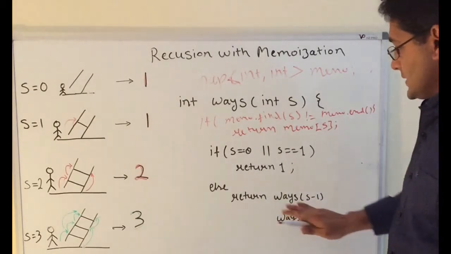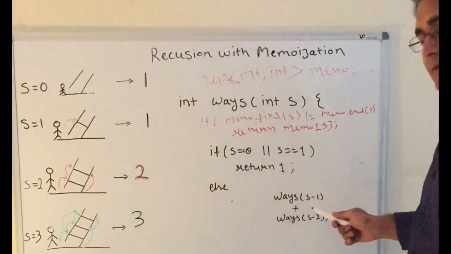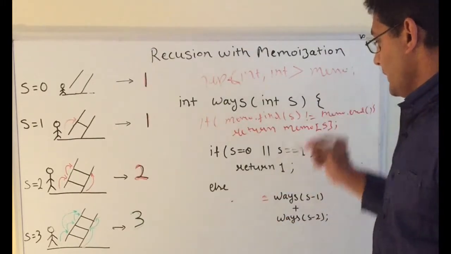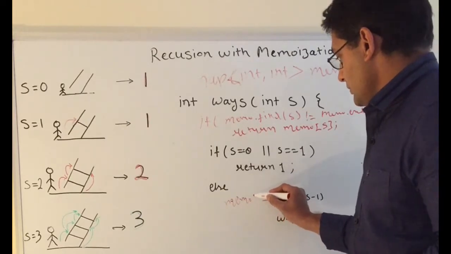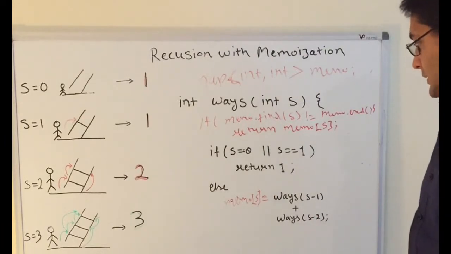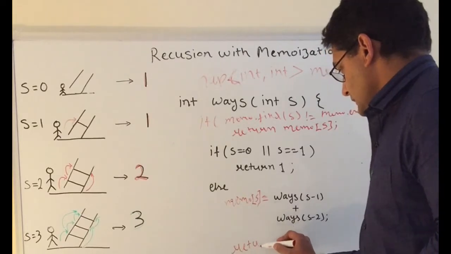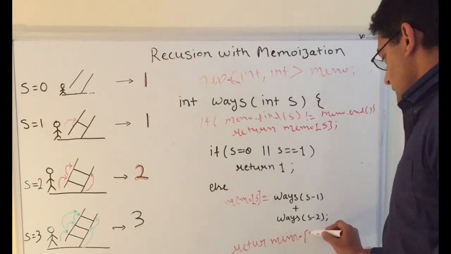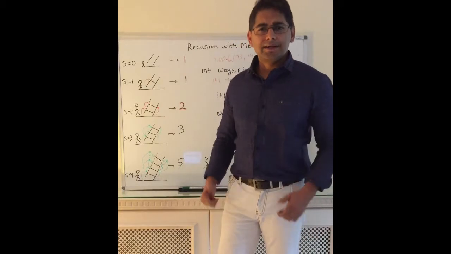Else, instead of returning our recursive calculation, we store this value in the map: memo[s], and then return memo[s]. That's it. This technique can be used for any recursive function.